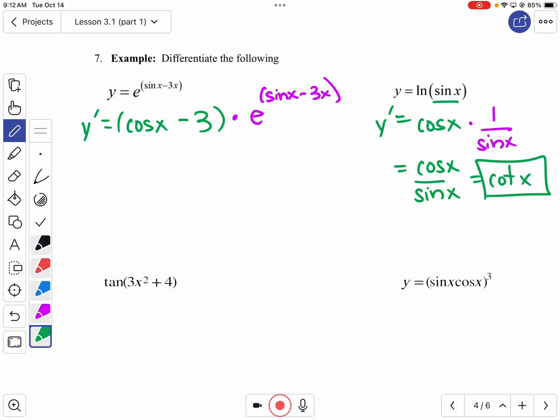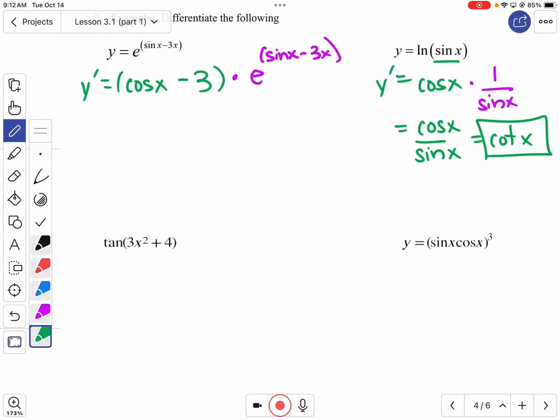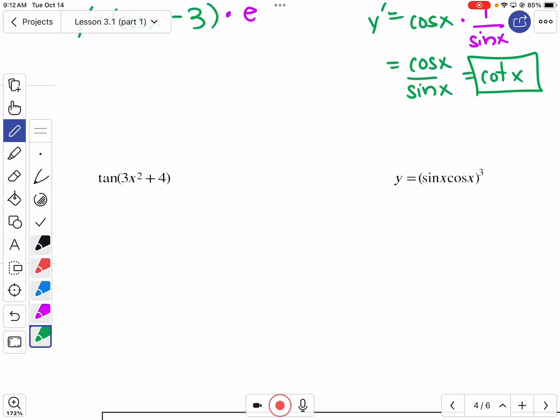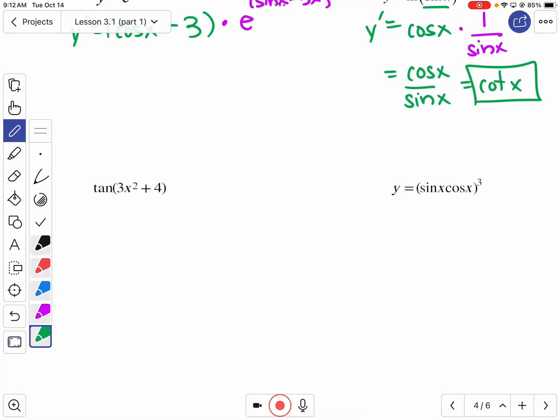So putting all those derivatives we learned to good use. A little bit of trig identity in there, just good stuff. Nothing terrible. All right, try that tangent one.